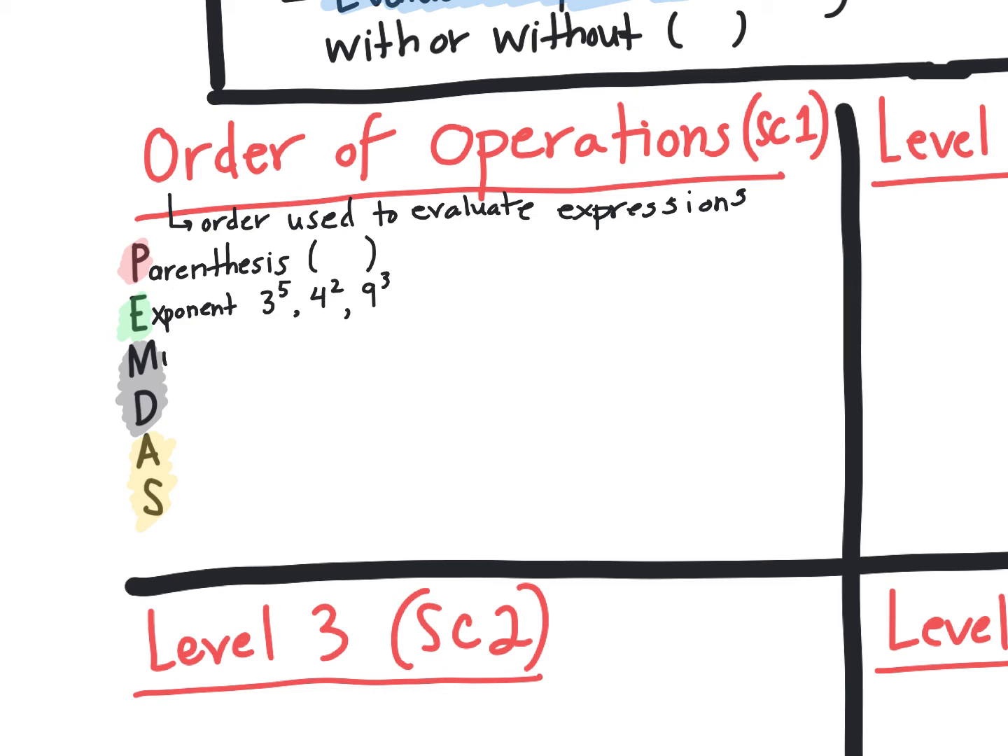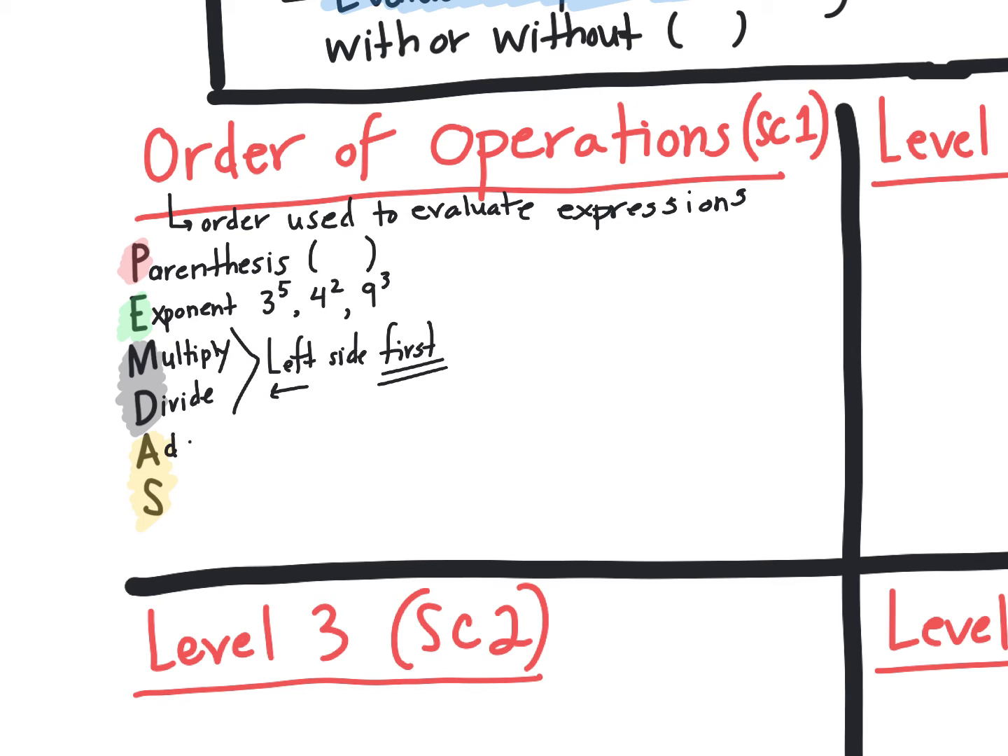The next ones are easy. It's multiply or divide. And for this, you always do whatever is on the left side first. That's really important, whatever's on the left side first. So make sure you write that down. I drew a little arrow to show which way is the left-hand side.